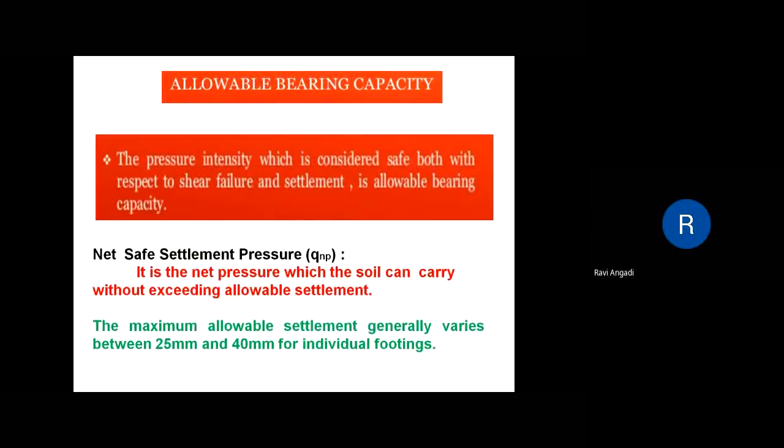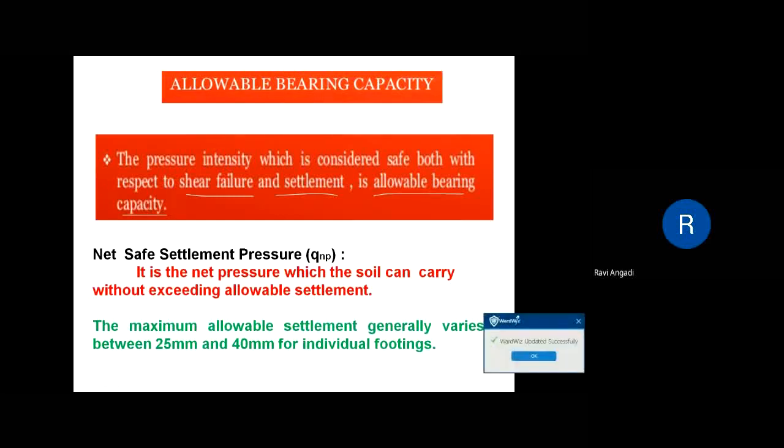Then allowable bearing capacity. The pressure intensity which is considered safe both with respect to shear failure as well as settlement is called the allowable bearing capacity. It means whenever the soil is subjected to loading, it should not fail by shear, and it should not settle or sink into the soil. That is called allowable bearing capacity.